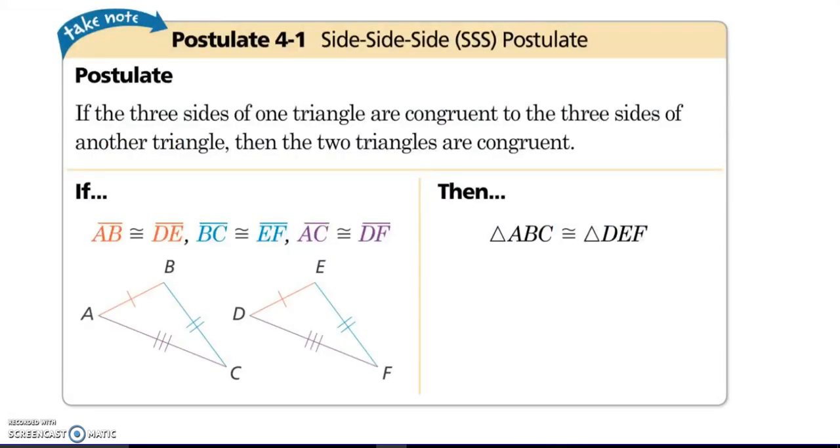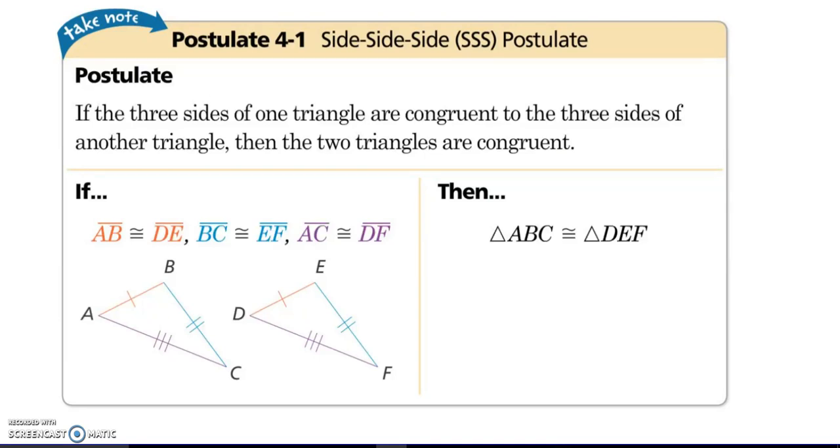So let's get into SSS, the side-side-side postulate, which says if 3 sides of one triangle are congruent to the 3 sides of another triangle, then the two triangles are congruent. So in this triangle, you see that AB is congruent to DE, BC to EF, and AC to DF. Therefore, triangle ABC is congruent to triangle DEF.